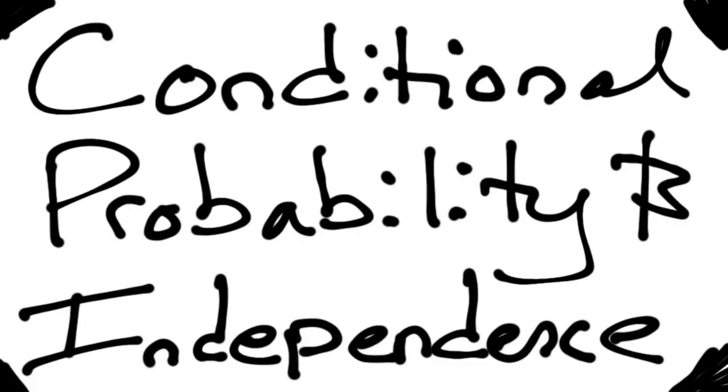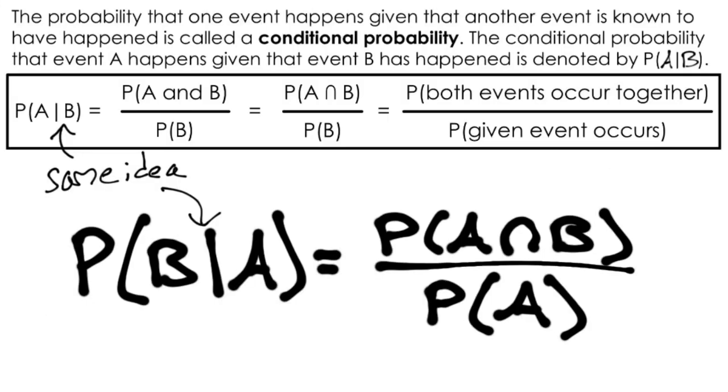Let's talk about conditional probability and independence. The probability that one event happens given that another event is known to have happened is called a conditional probability. The key word there being given that another event is known to have happened. The conditional probability that event A happens given that event B has happened is denoted by what you are seeing right here, the probability of A given event B.